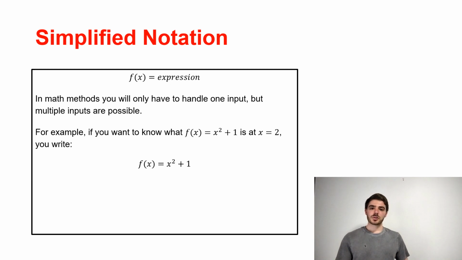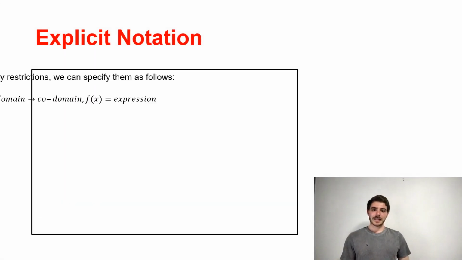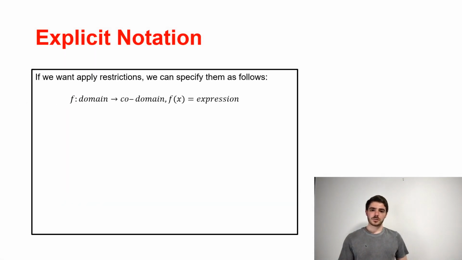To do this, we replace x everywhere in the function with the value 2, and then we simplify the result. If we want to apply restrictions to a function, we'll use explicit notation. As before, we have to give the function a name. In this case, we've given it the name f as typical. Here's where it differs. We now specify the domain and the codomain.